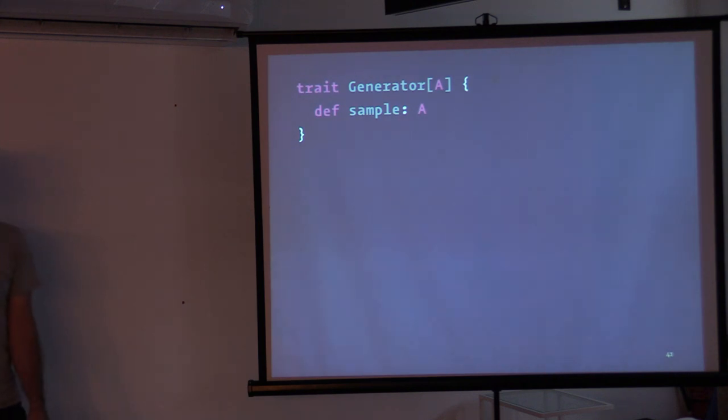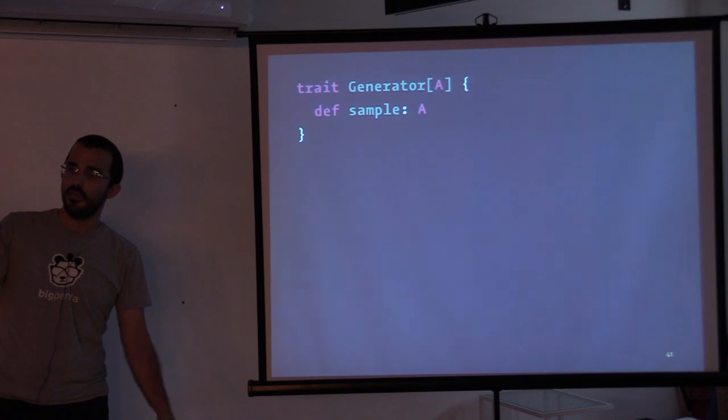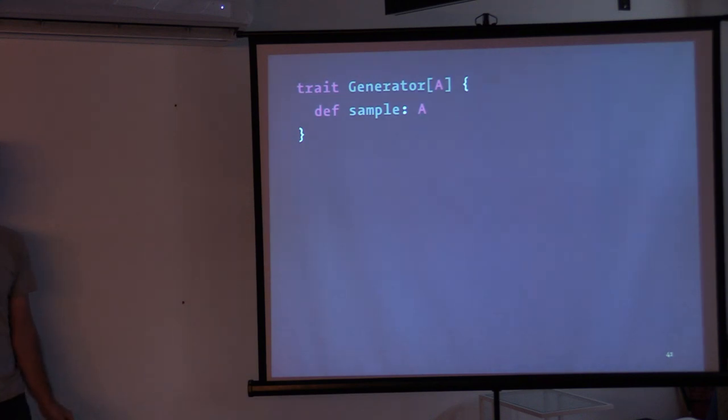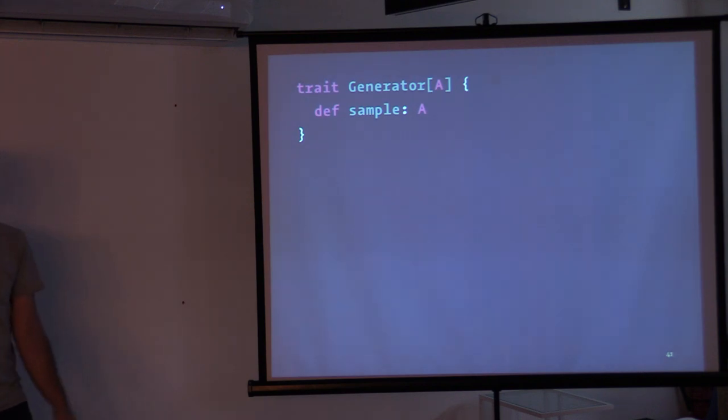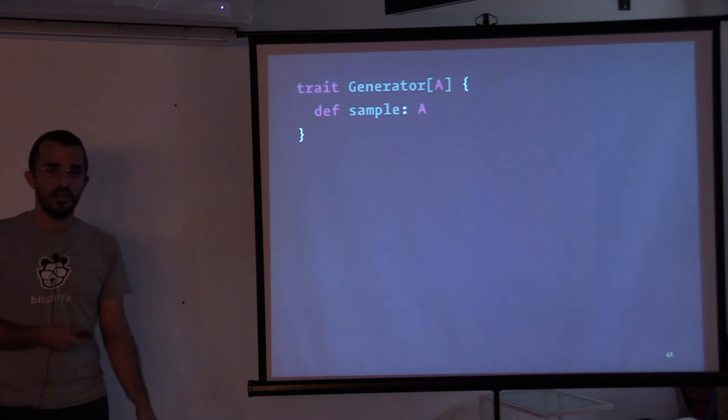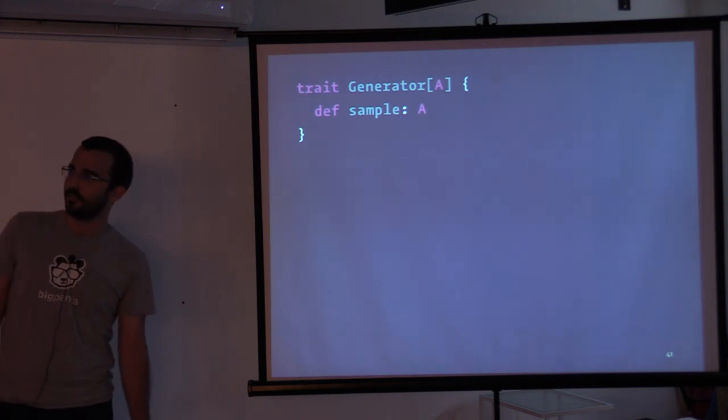So this is the definition of a generator. We've got a polymorphic trait, which takes a single type parameter, A, and defines a single function called sample. It returns values of that A. That's a generator, straight and simple. So what can we do with this trait? It turns out that quite a lot.